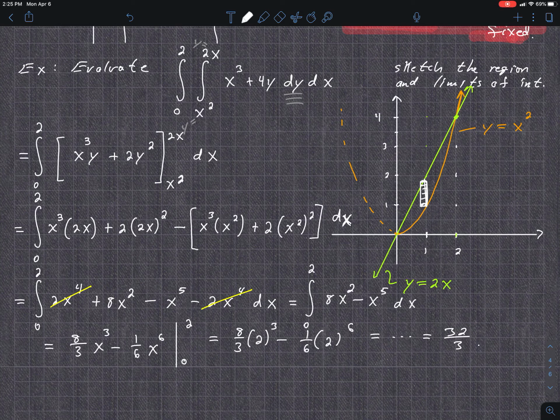All right, so that's one example or type of examples that we will do. Let's see, we'll do another.